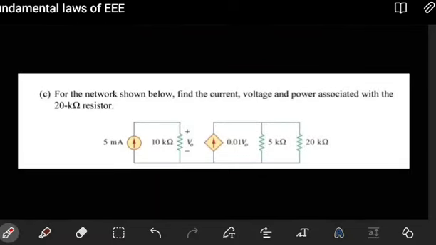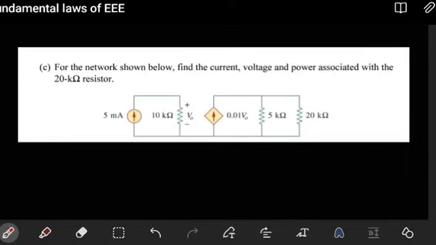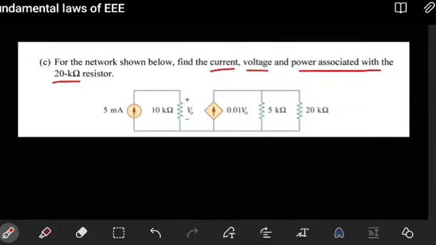Now let's look at this question. Of course, the circuit looks weird, but it's still very basic. You still use the same concepts. What do they want us to find? For the network shown, find the current, voltage, and power associated with the 20 kilo ohm resistor. The 20 kilo ohm resistor is here. We want to find the current passing through it, the voltage drop across it, and the power dissipated by that resistor, or the power used up.